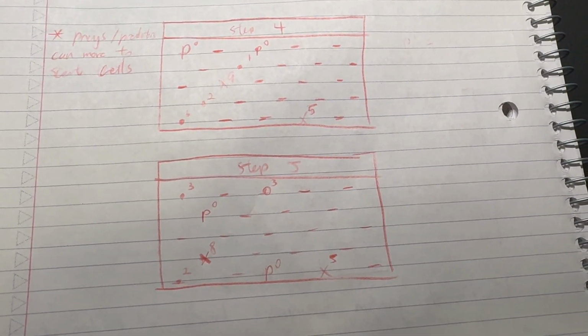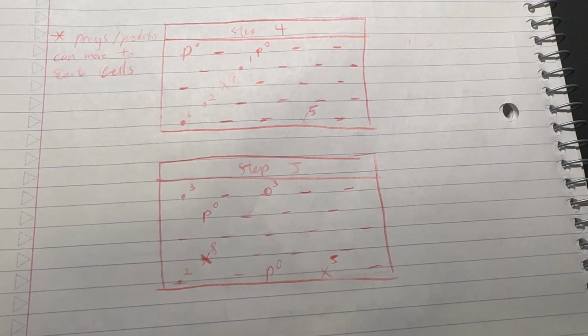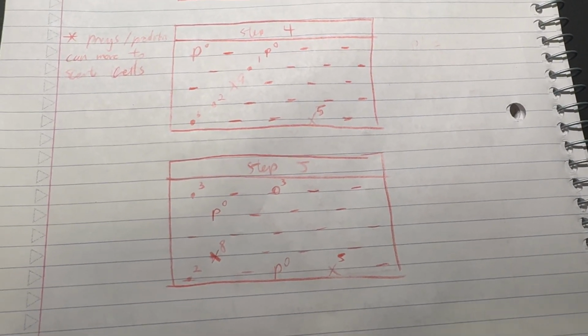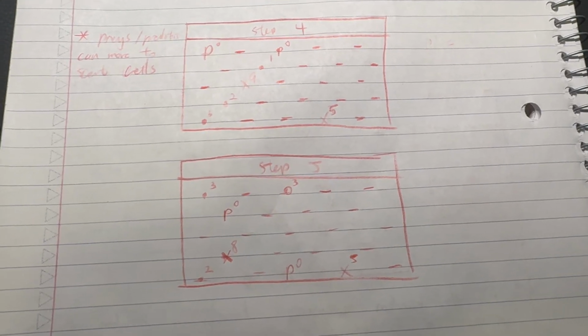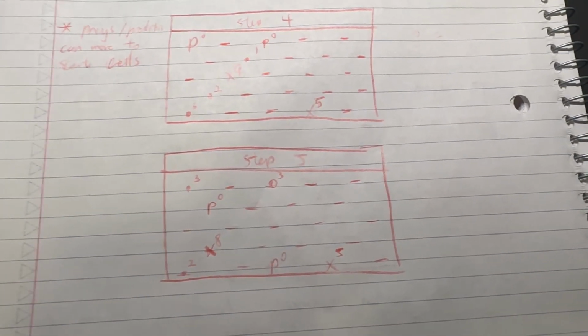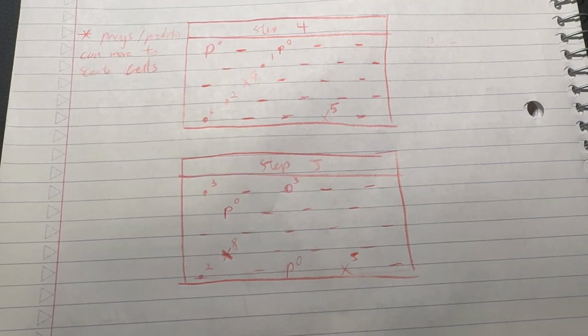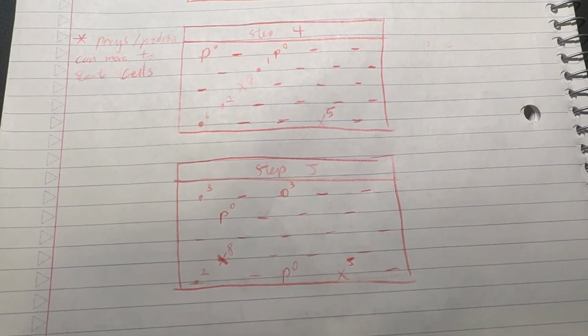In step 5 here, you can see P0 on row 5 will probably be eaten on the next step. And then, yeah, for this simulation, it feels like all the preys are going to be eaten.